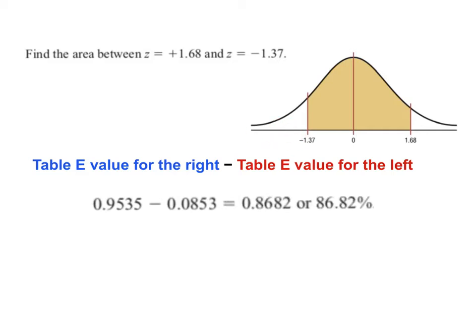Okay? So there are your values you should have gotten. How many had that?